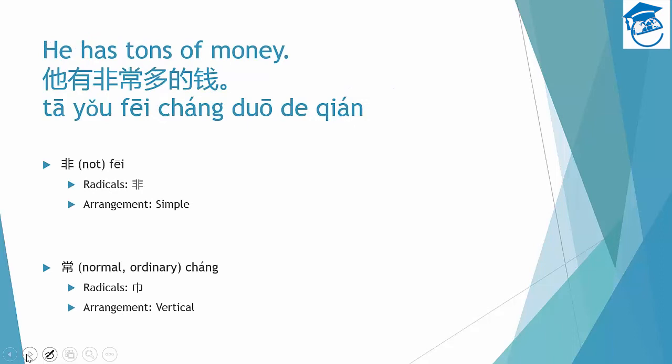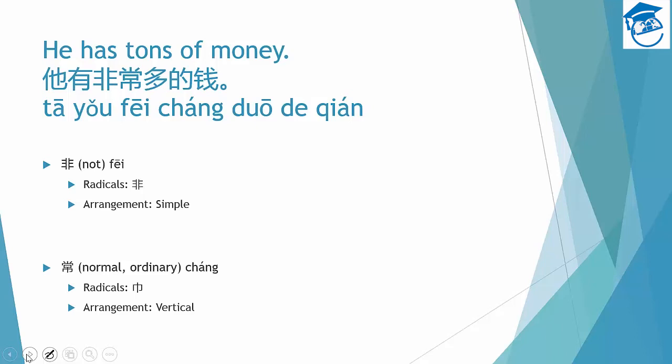Okay, next one, the sample sentence I have here is he has tons of money. To make it into a Chinese Mandarin sentence, it is 他有非常多的钱. Okay, previously you have learned 很多 is very many, which is like a lot, but to say 非常多 is like having a lot more than a lot. So in English translation, I'm just putting there tons, okay, to indicate that's more than a lot. So the only two words that you don't know is the meaning that more than a lot there.